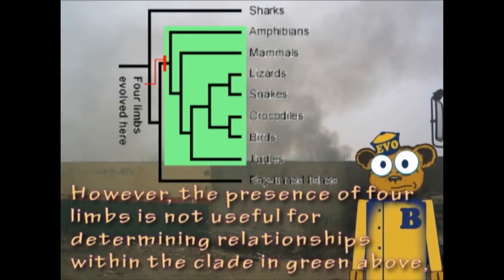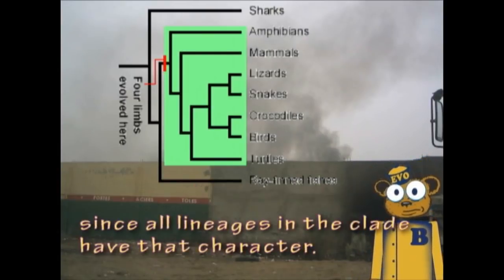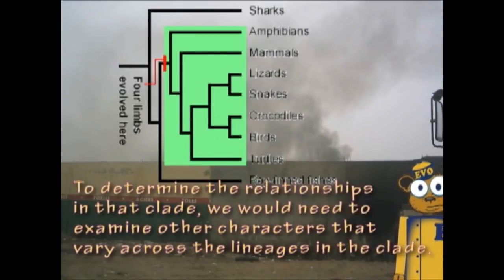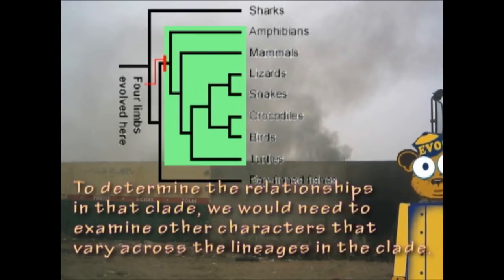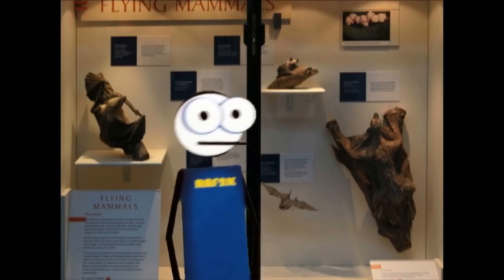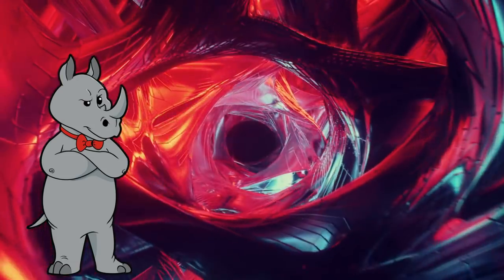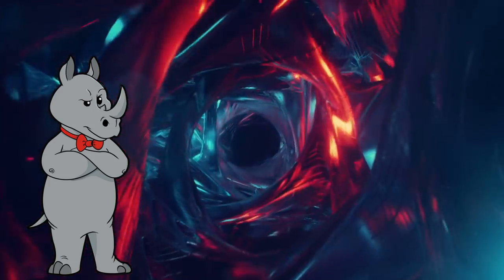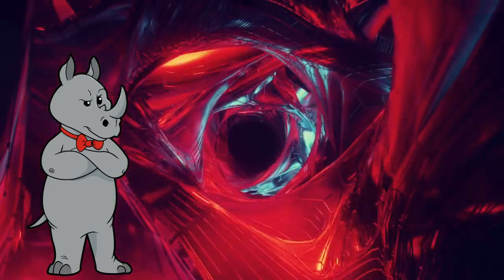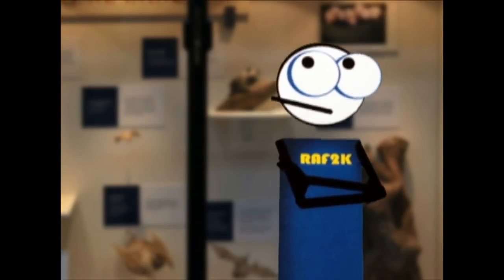However, the presence of 4 limbs is not useful for determining relationships within the clade in green above, since all lineages in the clade have that character. To determine the relationships in that clade, we would need to examine other characters that vary across the lineages in the clade. Can I just point out that we are still talking about creatively inventing these charts based on not observing anything evolve into anything else? Yeah, because this is charting relationships. You don't have to observe something evolve in order to observe that it's morphologically and genetically similar to other creatures. Yeah, it would be easy to forget that amidst all of this chart business.